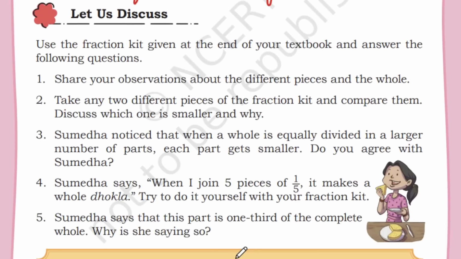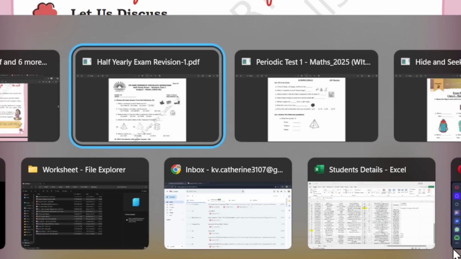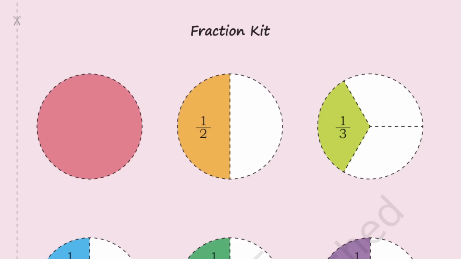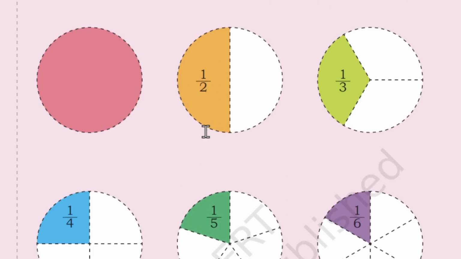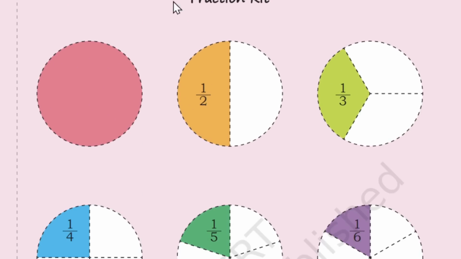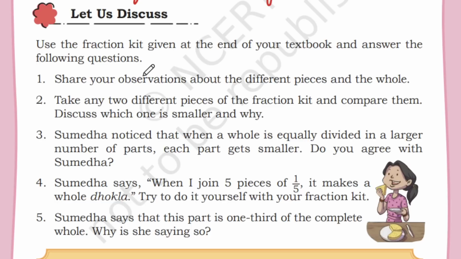Okay, next. Using the fraction kit given at the end of the book, answer the following questions. There is a fraction kit given at the end of the book. We have to check that and answer these questions. Let's read the question. Share your observation about the different pieces and the whole. Okay, I'll go to that page. So this is the fraction kit page. What they're asking is to share your observation about the different pieces and the whole.